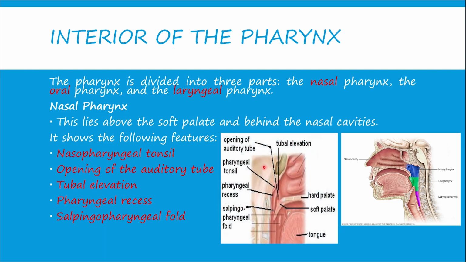In this picture, which is a magnified picture of the nasopharynx, it shows the nasopharyngeal tonsil, which is this one. It shows the opening of the auditory tube, the tubal elevation, the pharyngeal recess, and finally the salpingopharyngeal fold.